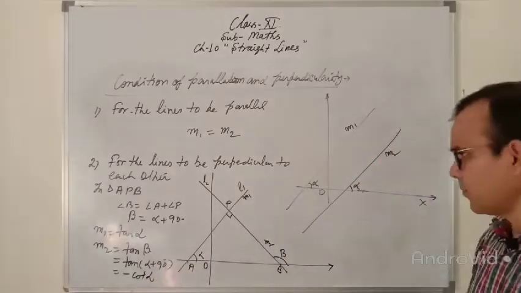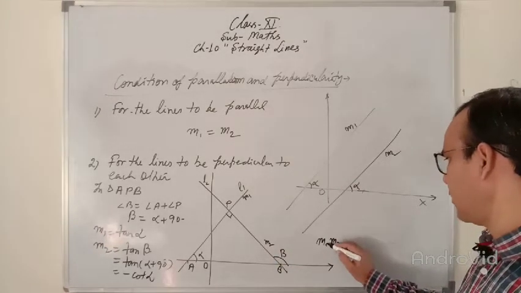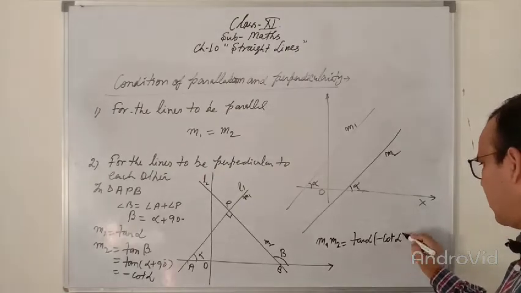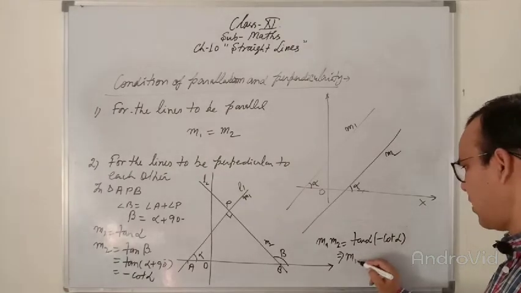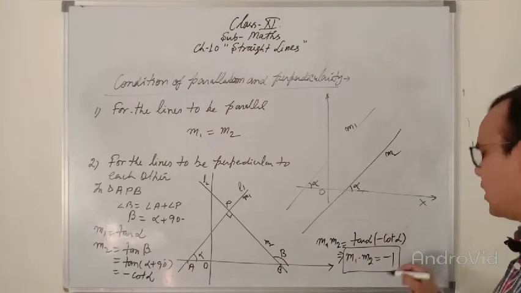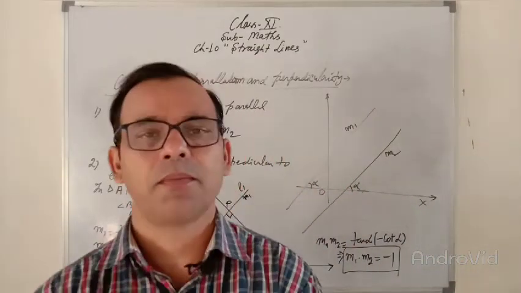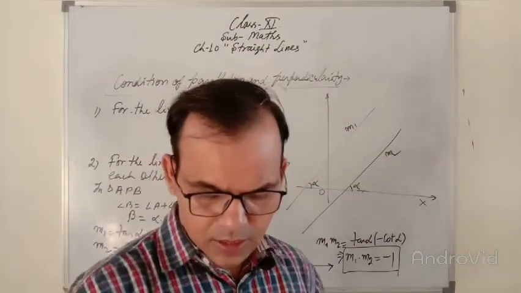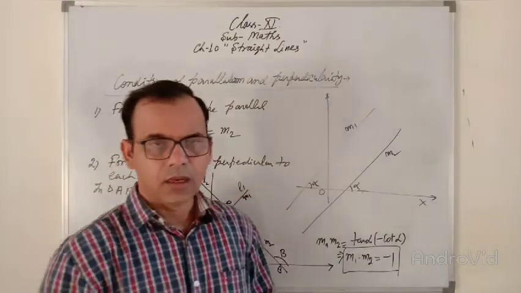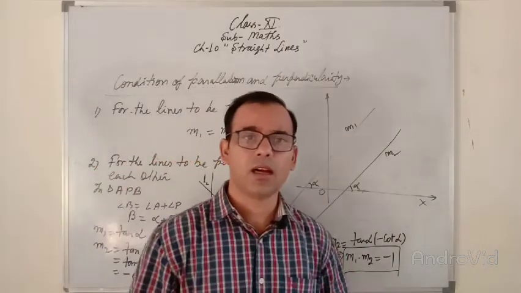Now what will we see? The product of these two, m1 and m2: m1 is tan alpha and m2 is minus cot alpha. So we will get m1 into m2 equal to minus 1. This is the condition of perpendicularity of the two lines. It means when the two lines are perpendicular to each other, this condition will hold. Okay, now the other point to be discussed here is the angle between the two lines.